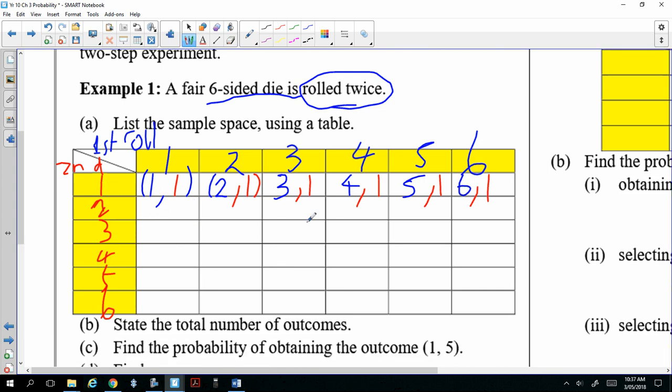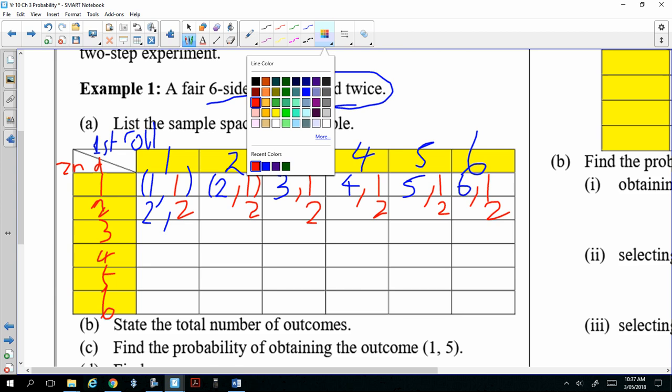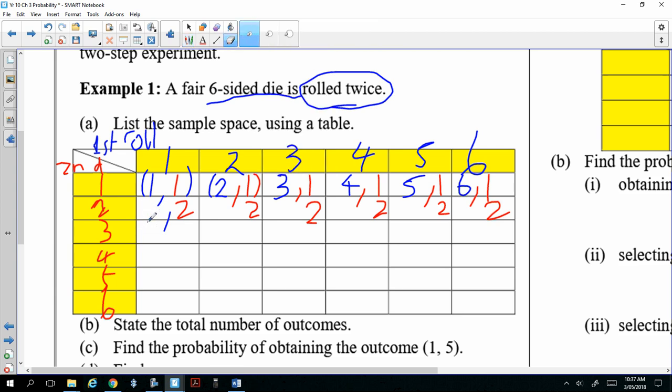Or it can be like this. Your first row could be 2, but the second row could be 2, like that. So all the second row is 2. Oh, 1 and 2, you're right. Okay, whoops, 1 and 2. 1, 2, 2, 2, 3, 2, 4, 2, 5, 2, and 6, 2. Now complete the rest. So you get 1, 1, 1, 1, 2, 2, 2, 2.